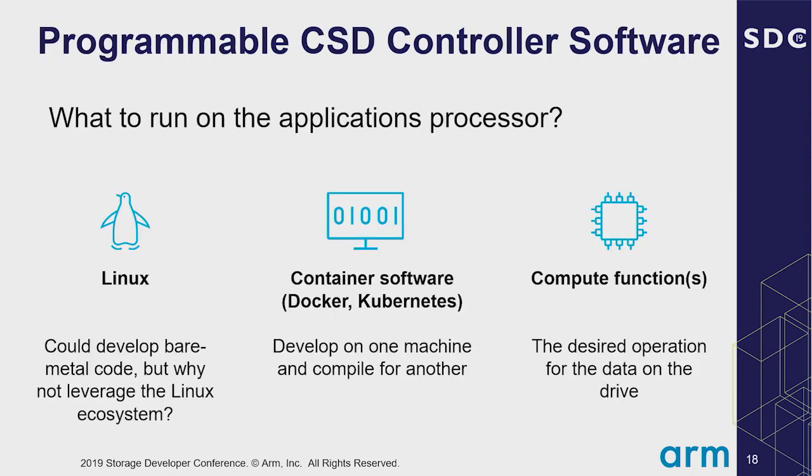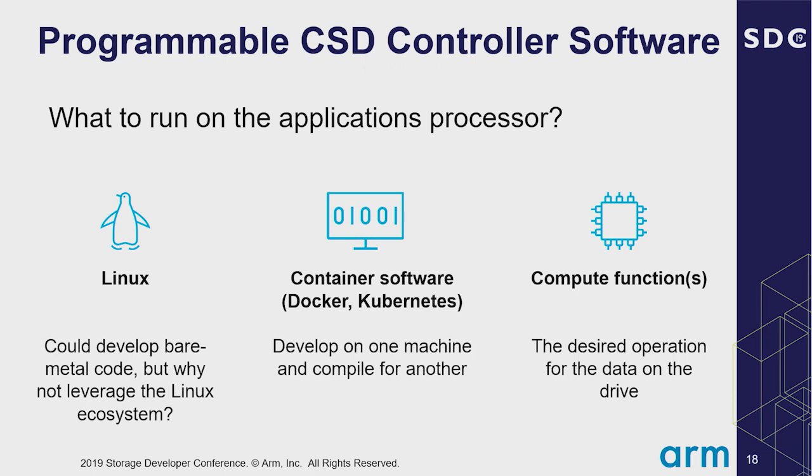All right, so switching gears just a little bit here, thinking more in terms of a programmable storage drive and what software would we run on those applications processors that we've added in. Well, how about Linux? I mean, it's open source, it's readily available, it's ubiquitous. It seems like a great choice. Yeah, you could go off and write a bare metal code to interact with that processor, but why not leverage what is already out there in terms of the Linux ecosystem and open source software?